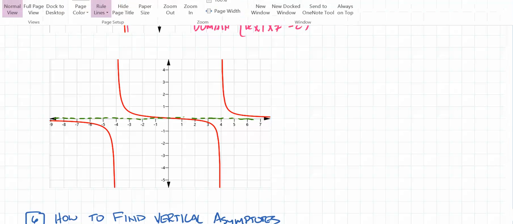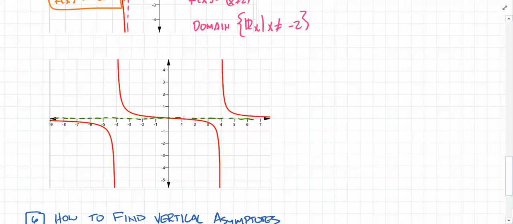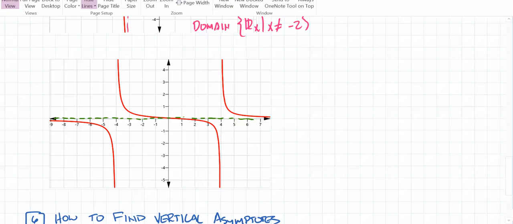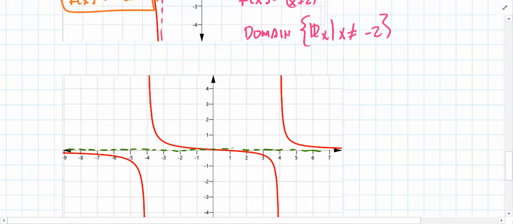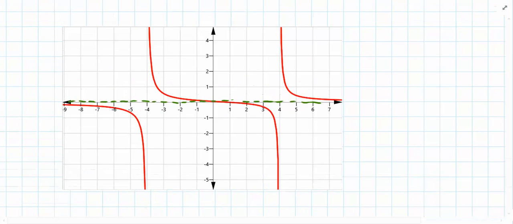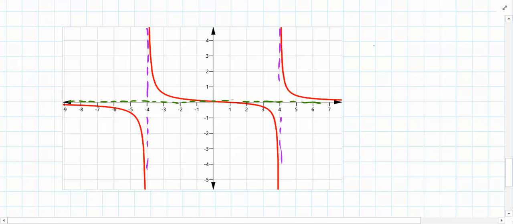Okay, let's go to 100%. There are also two vertical asymptotes. Do you see them? There's one here, and there's one here. So as x approaches 4 from the right, here is 4, and as I approach from the right, where does my function go? As I approach 4 from the right, my function goes to infinity.